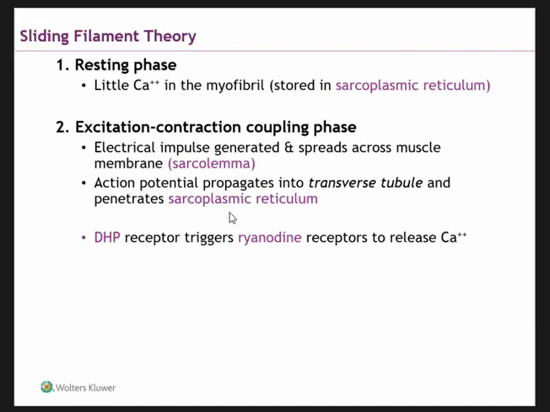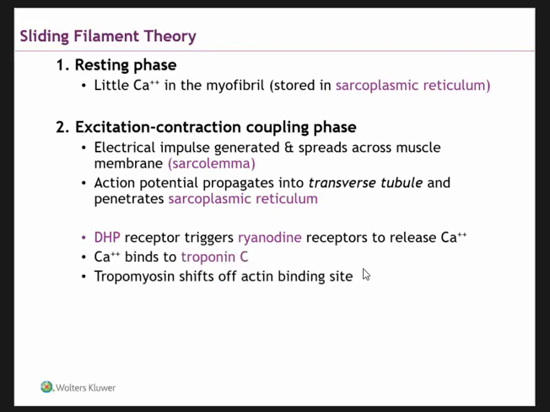The impulse travels down the T tubules and hits this DHP receptor, which acts as a voltage sensor. This is then going to interact with the ryanodine receptors, which are located in the membrane of the sarcoplasmic reticulum. And they're going to open once stimulated, and that's going to cause the release of calcium into the cytosol of the cell. Calcium will then bind to troponin C, which we talked about earlier, and that's going to cause the shift in tropomyosin off of the actin binding sites.